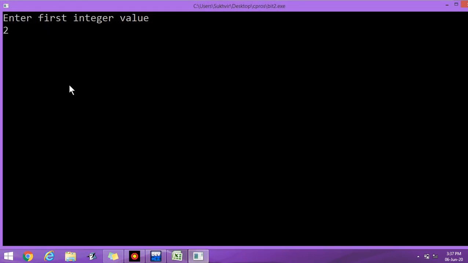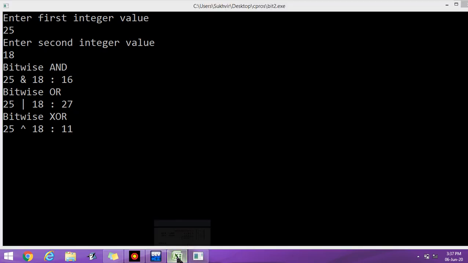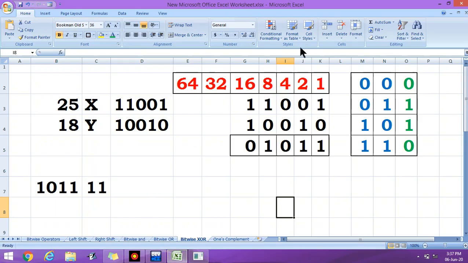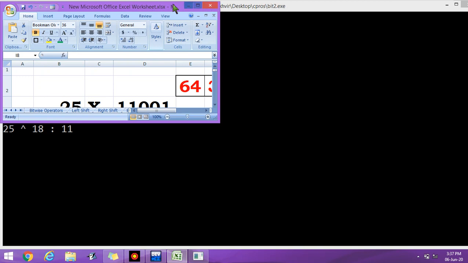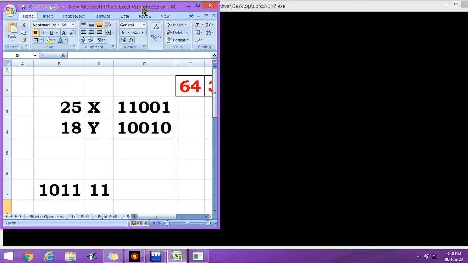First value is 25 and second value is 18. Now bitwise AND, the answer is 16. For OR it's 27. Bitwise XOR it's 11. Basically you can't understand these values directly; you have to calculate them by converting these numbers into binary, as far as this concept is concerned. Let us check these values.